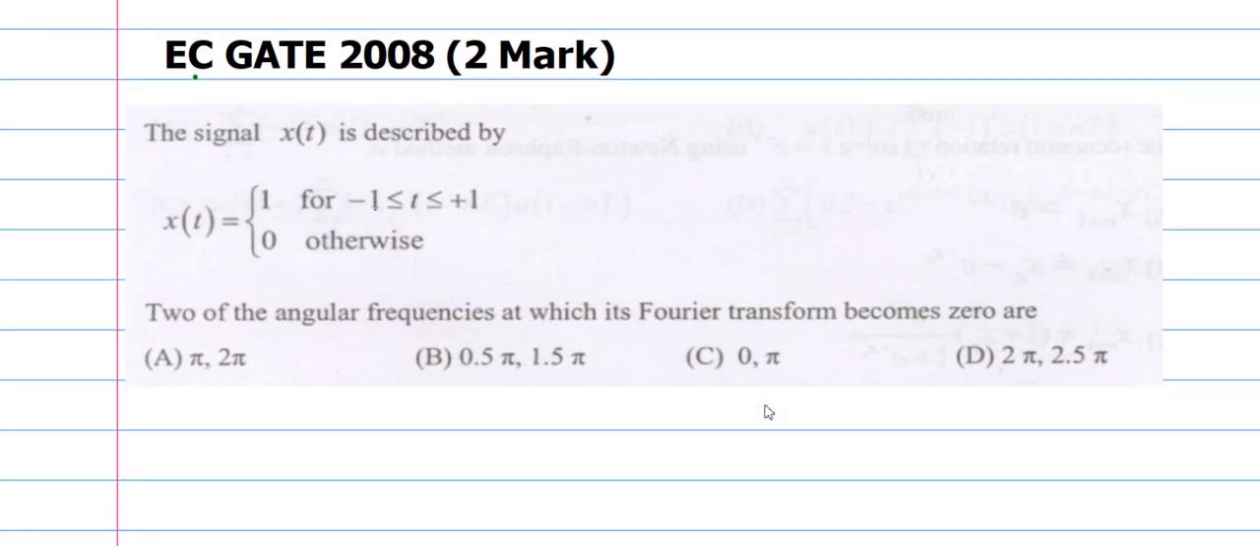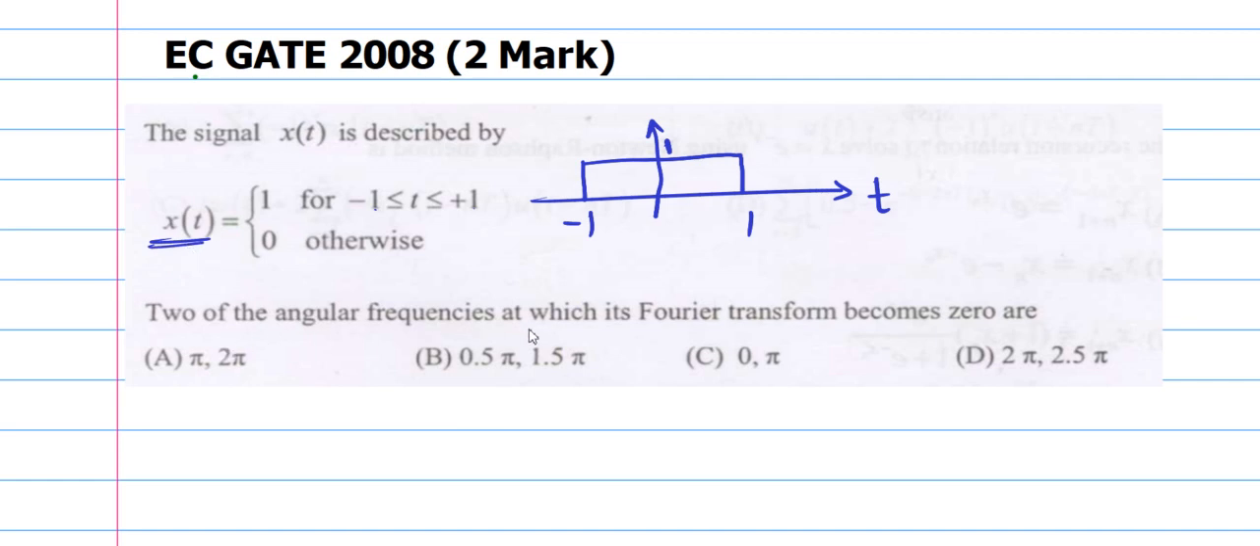Now we will solve one GATE exam question. In the year 2008, this was a 2 mark question. The signal x of t is described by x of t equal to 1 for minus 1 to plus 1 and it is 0 otherwise. So how is your signal defined? It is 1, and duration is minus 1 to plus 1. So this is the rectangular function given, x of t. Two of the angular frequencies at which its Fourier transform becomes 0 are. So we need to determine the frequencies at which the Fourier transform answer is 0.